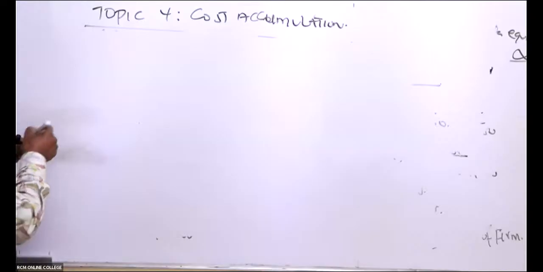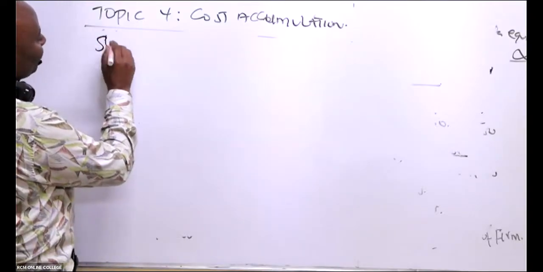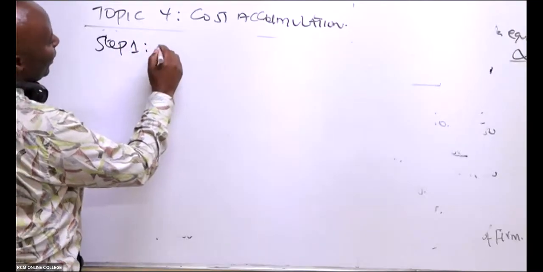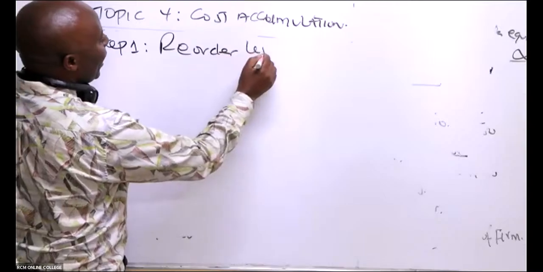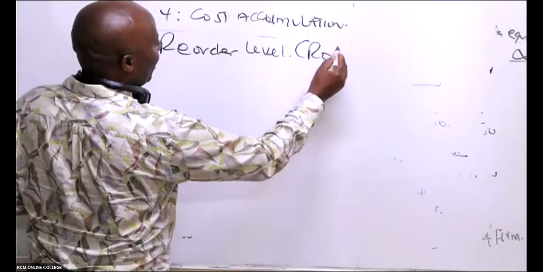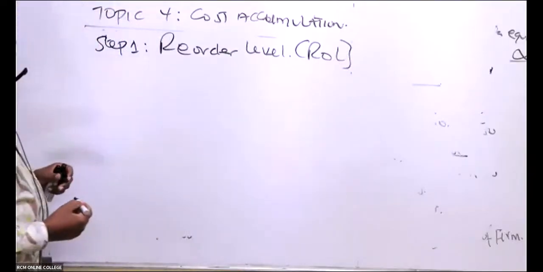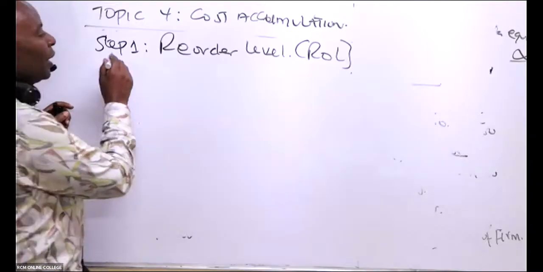So the first thing you shall do, because I want us to give them stock levels, step one, give us the reorder level. Reorder level, what we shall be abbreviating as ROL. Great. So then how do we get this ROL? To get this reorder level is very easy.